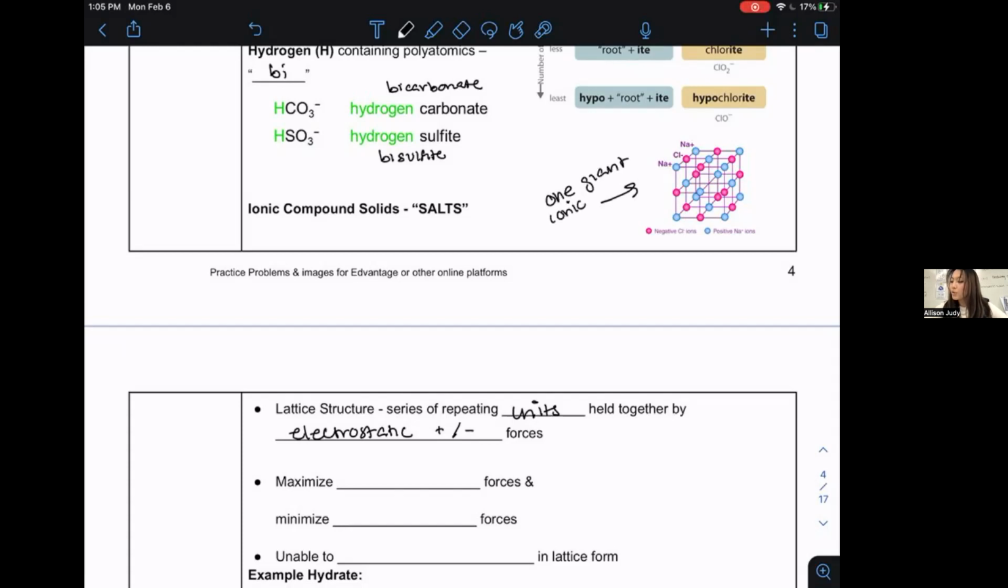Your positives are arranged around your negative, like a tic-tac-toe, and your negative is arranged around your positive. They're very strong because everything is what we call an intramolecular bond. It's a bond-based structure.